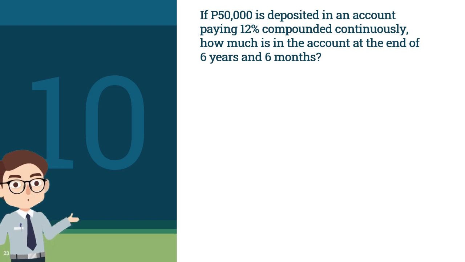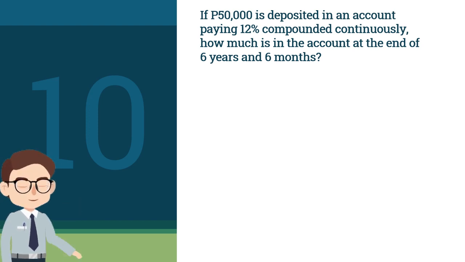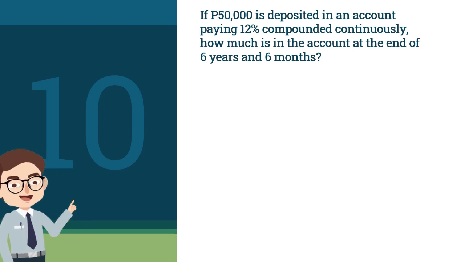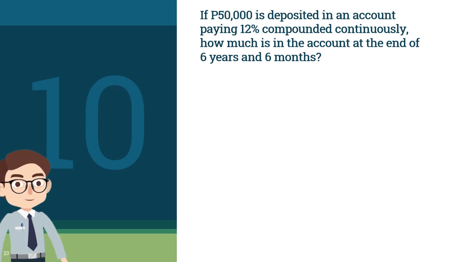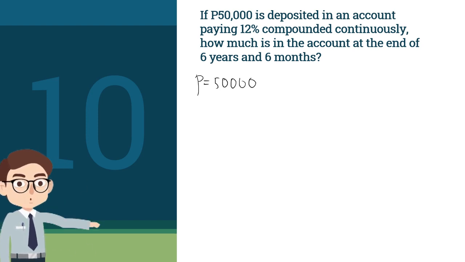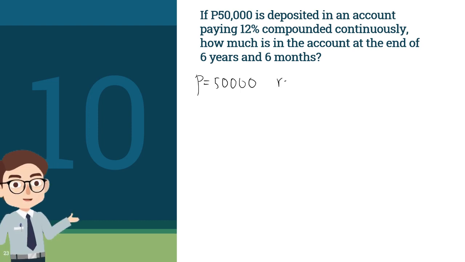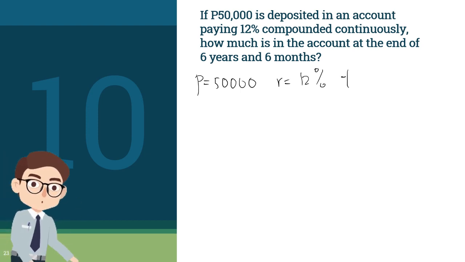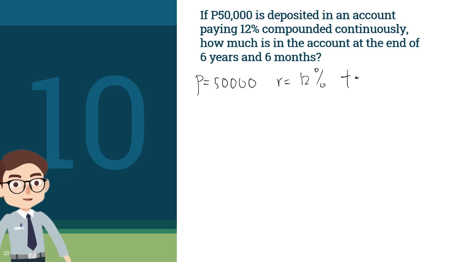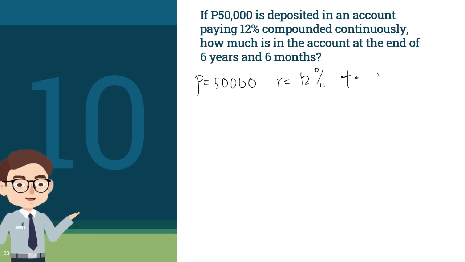Another, if 50,000 is deposited in an account paying 12% compounded continuously, take note, it is continuously, how much is in the account at the end of 6 years and 6 months? So again, we have a principal of 50,000 pesos. And then we have a rate of 12%. And then we have a time that is 6 years and 6 months, or just say 6.5 years.